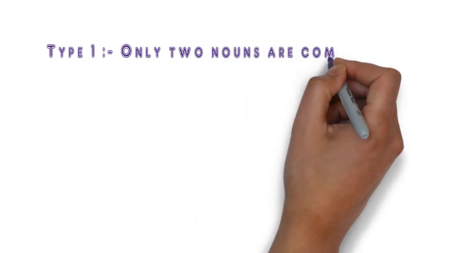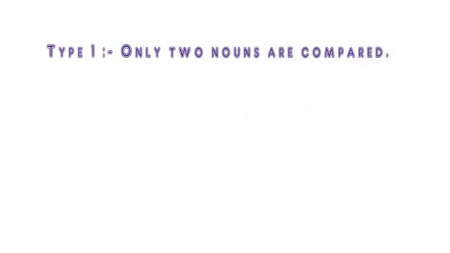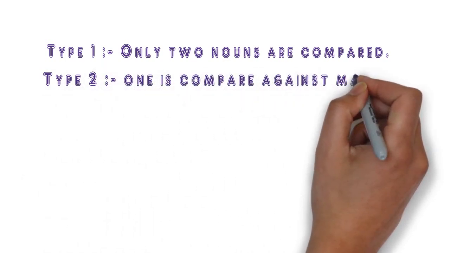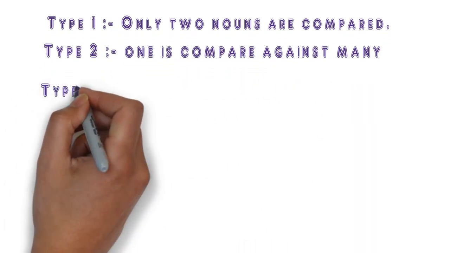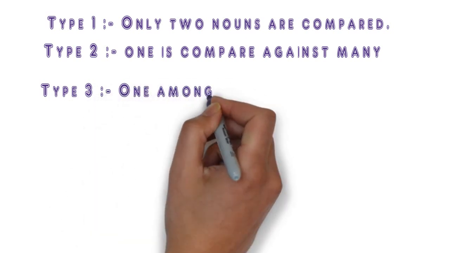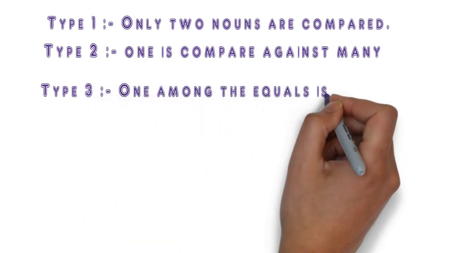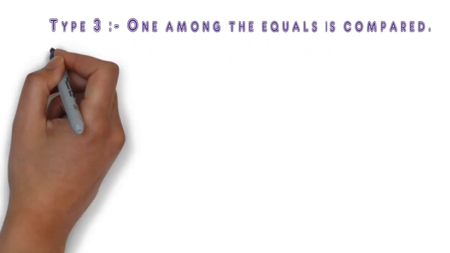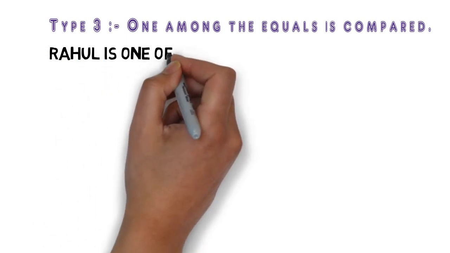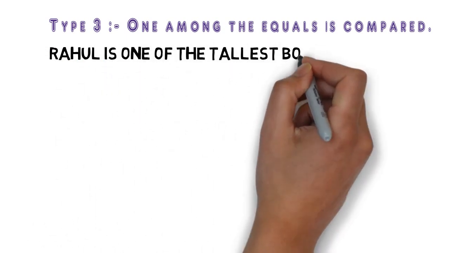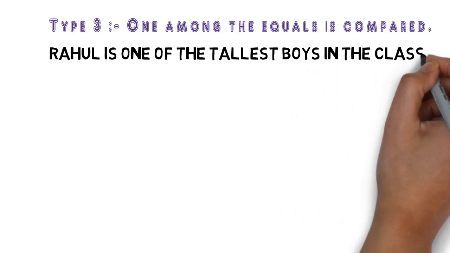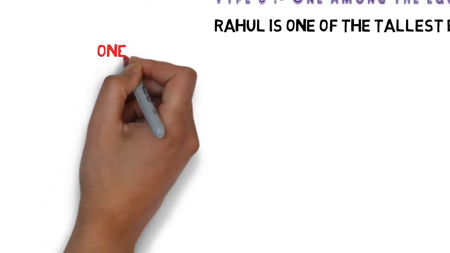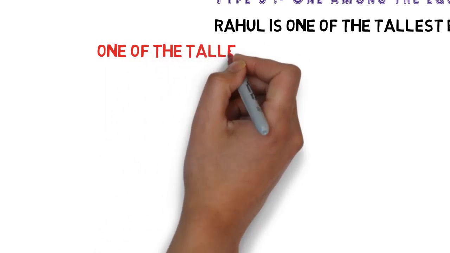The first method we have seen only with 2 nouns. The second, we have seen one against many. Now the third type, not method, third type. In the third type, we can see: Rahul is the tallest boy in the class is the example we have seen before, but here we are going to write Rahul is one of the tallest boys in the class. Here, one of the tallest boys.